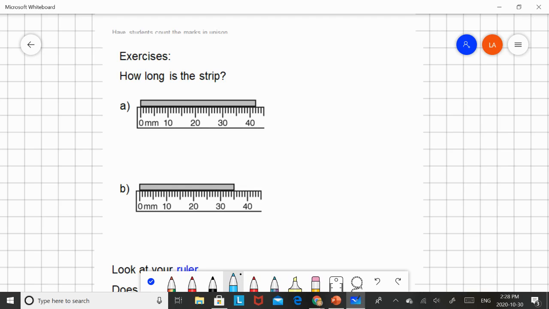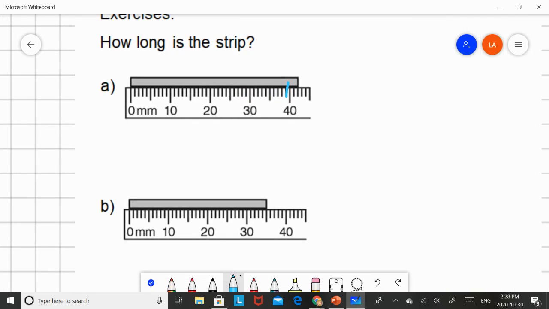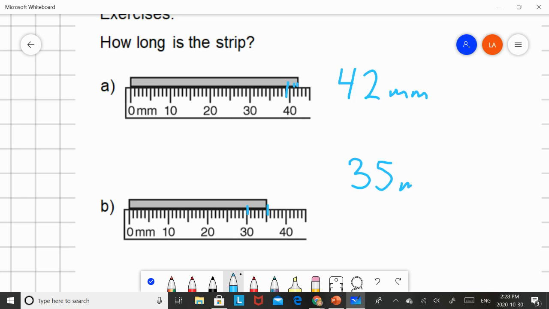Okay. Let's measure this strip as well. We can go all the way to 40 right away. Here we are at 40, but the strip goes all the way to 41, 42. So that would be 42 millimeters. This one, 30 is right here. And we can count another 1, 2, 3, 4, 5. So that's 35 millimeters. There we have it.